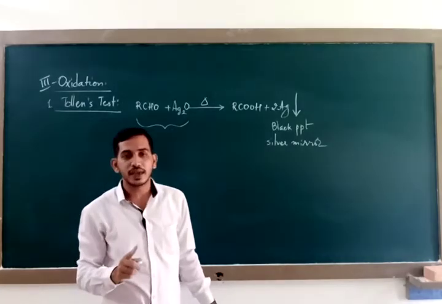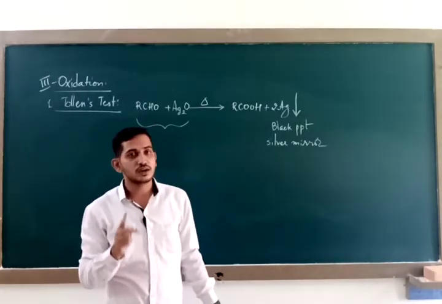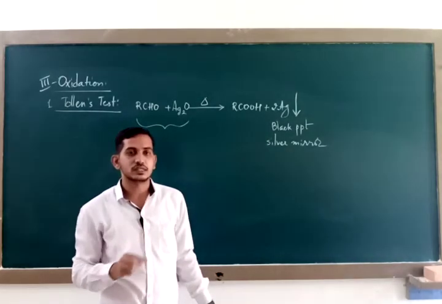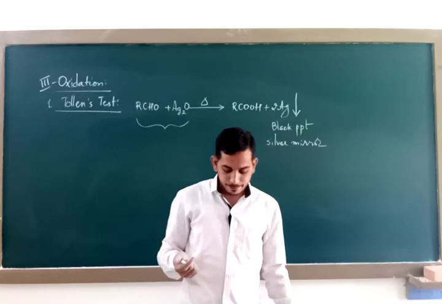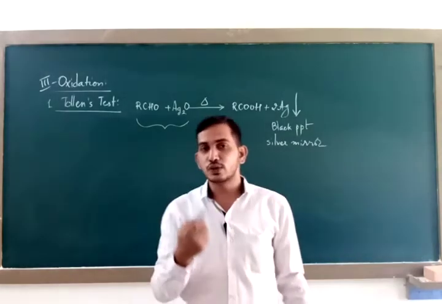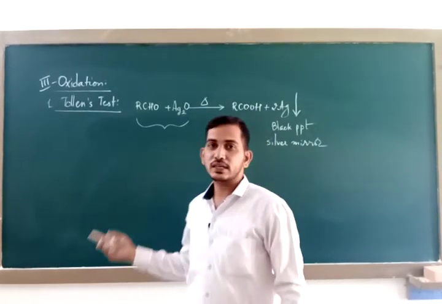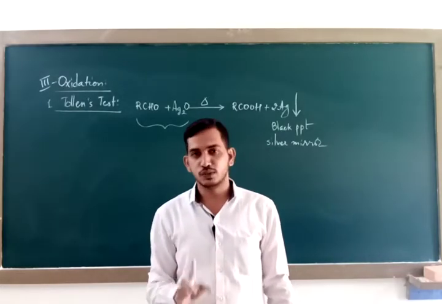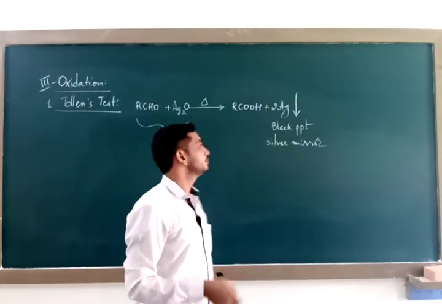Ketones do not react with this reagent. Only aldehydes show this test. So by oxidation method, which oxidizing agent? Tollens reagent oxidizes only aldehydes and not ketones, because it is a mild oxidizing agent.